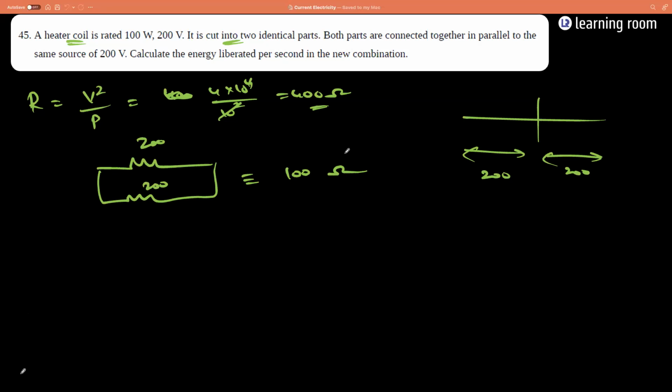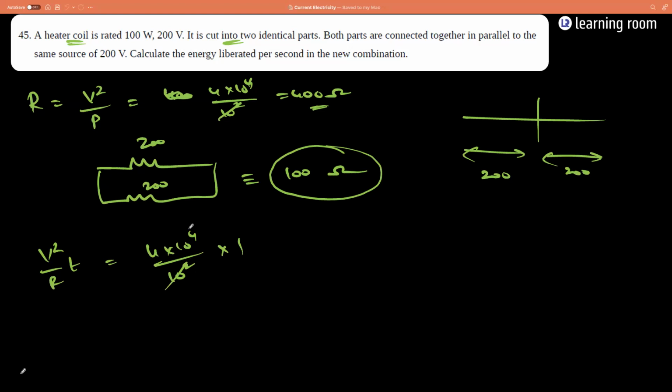Now, what will be the energy released per second in it? So calculate V square by R into T. So how much is it going to be? 4 into 10 power 4 by 10 power 2 into 1. So it will be 400.